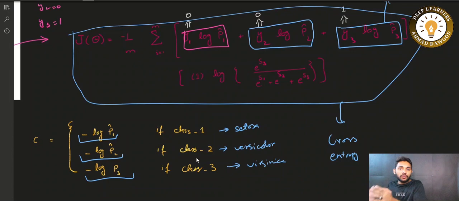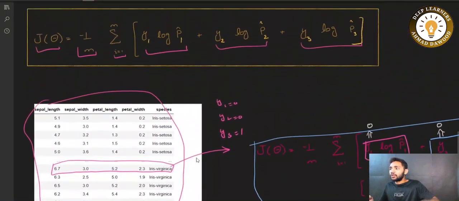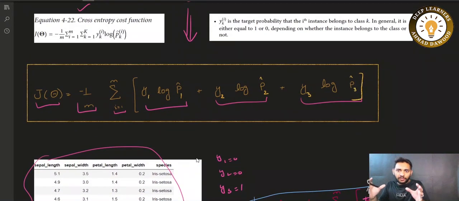Okay, in the case of the OVR scheme, you are training multiple binary classifiers separately, but here you are training one big classifier in one go that is able to handle multiple classes. Okay, so this is for the sake of theoretical explanation. Regarding implementation, it's again pretty simple.